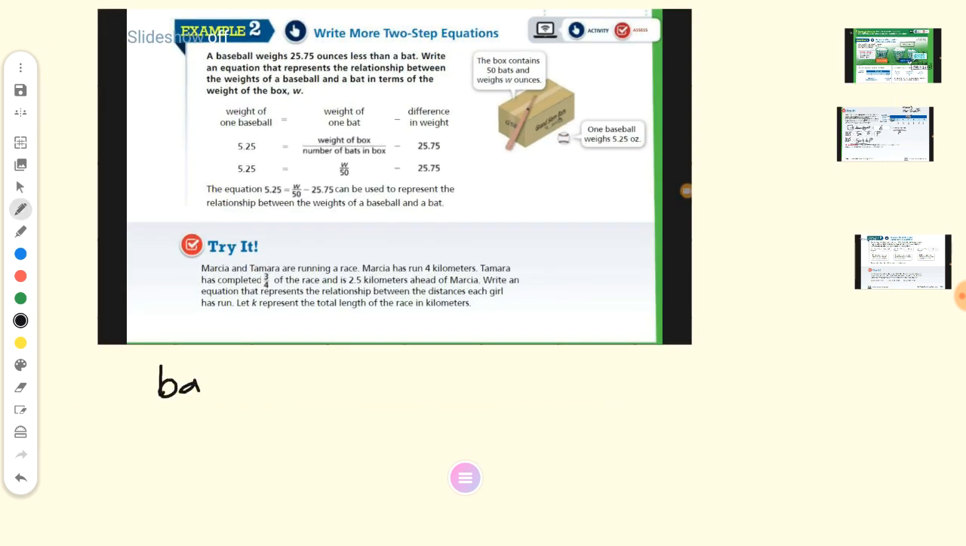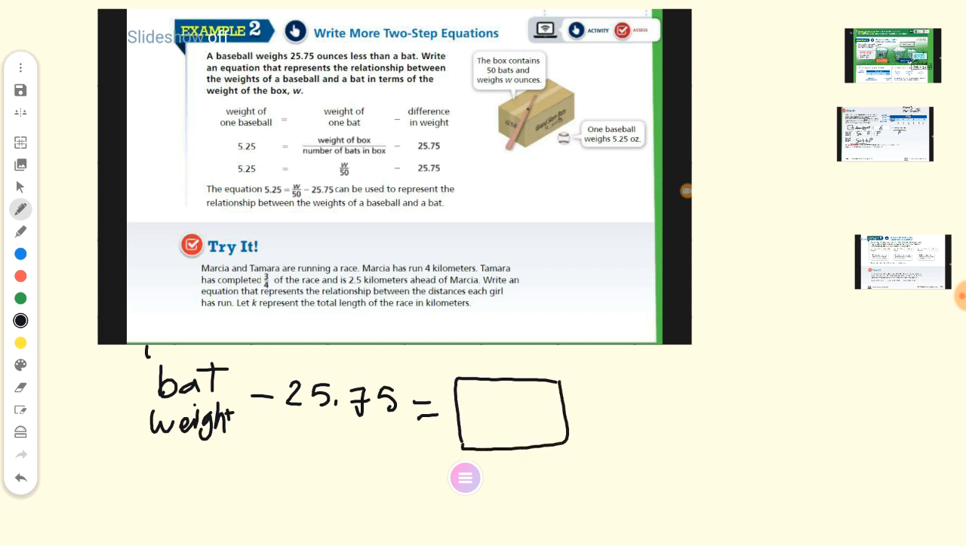Bat. This is what I understand from here, the weight of the bat. Okay, bat weight minus 25.25 equals the weight of the baseball.